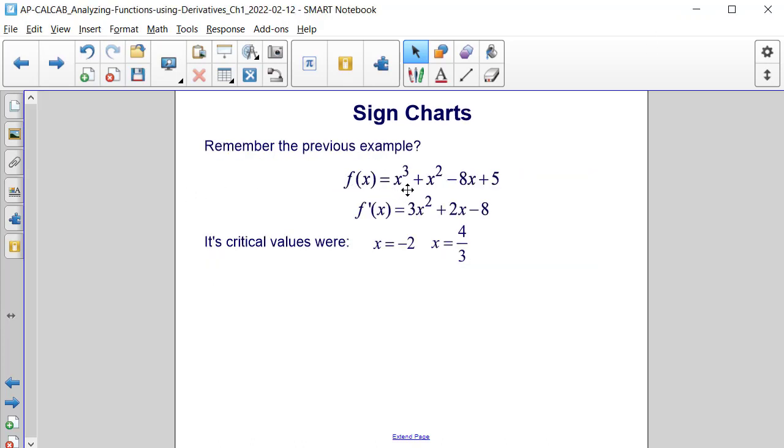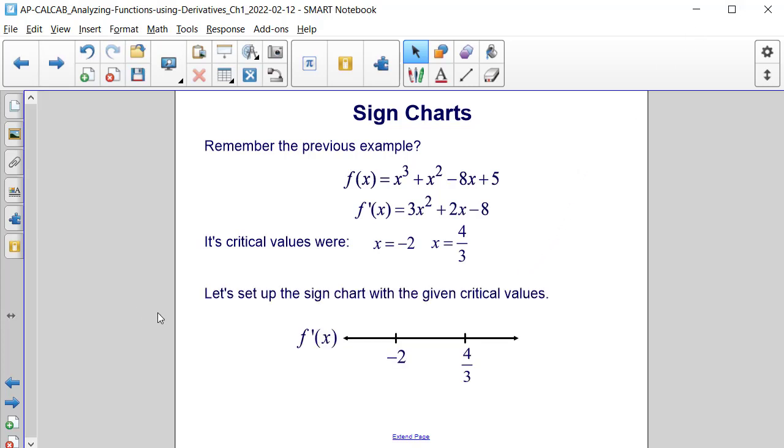f of x is equal to x to the third plus x squared minus 8x plus 5. We found that its derivative, f prime of x, is equal to 3x squared plus 2x minus 8, and that its critical values were x equals negative 2 and x equals 4/3. We can use these critical values to set up the sign chart with them provided. So this sign chart is for f prime of x. We draw a number line, put hashes where our critical values occur, so negative 2 and positive 4/3.